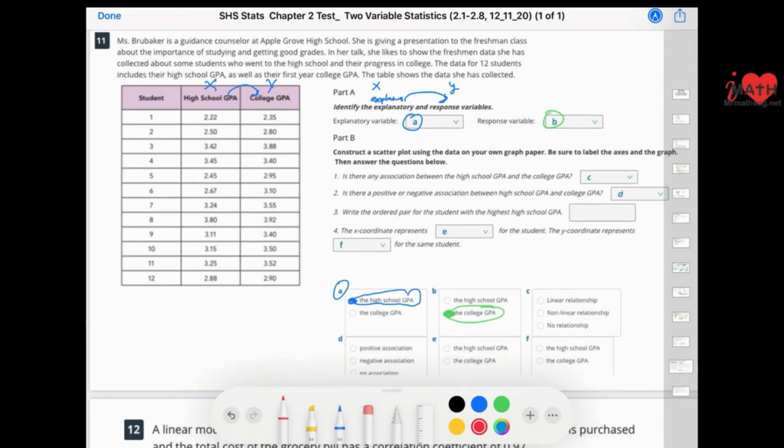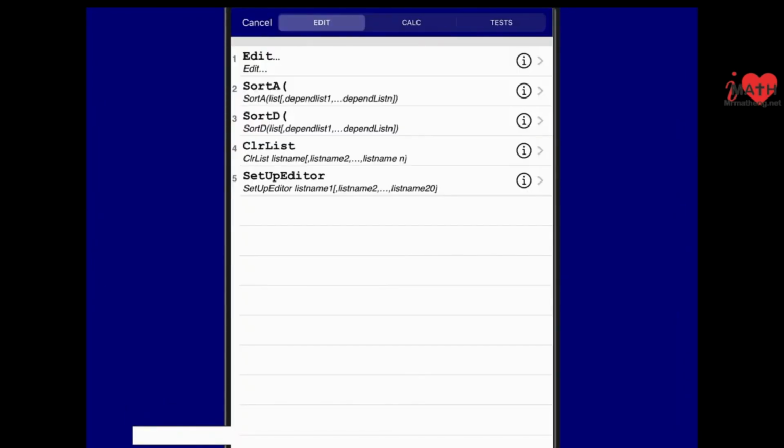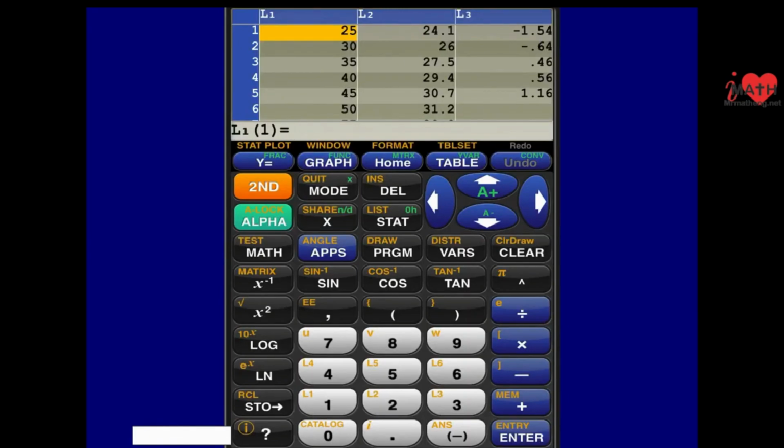Okay, construct a scatter plot using the data on your own graph paper. I mean, you can just put that in and get it in your calculator. Let me do that. See if this thing doesn't crash on me. Just putting in all the numbers.